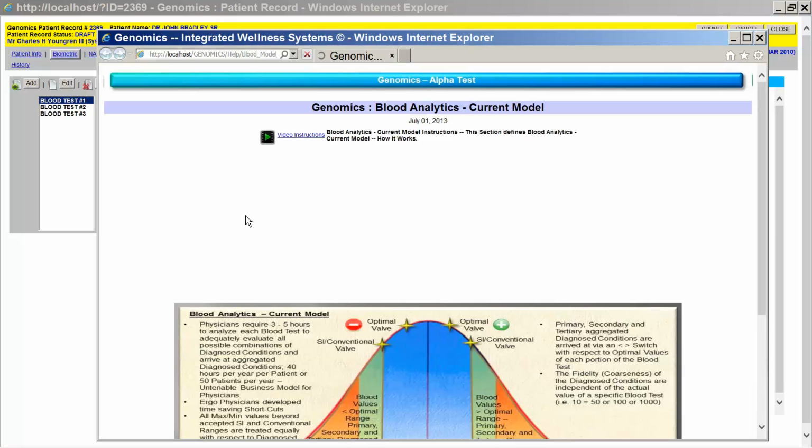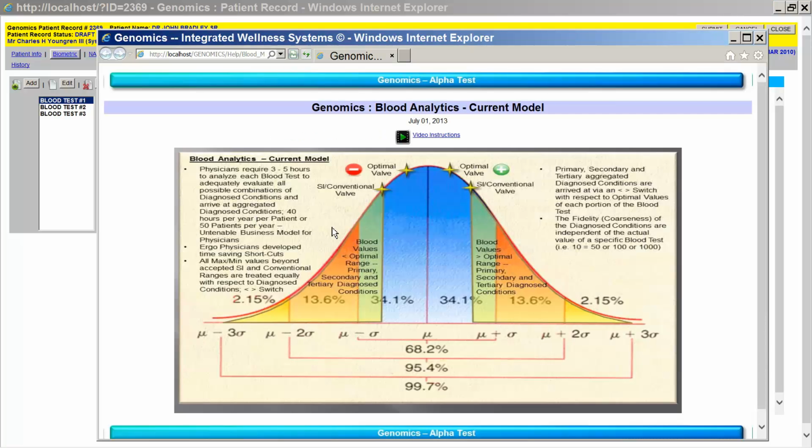We all know that the current model for analyzing blood within the medical community, by all medical practitioners, is a fairly intensive and extensive process. If a physician or medical practitioner were to adequately evaluate all the possible combinations of diagnosed conditions and arrive at a diagnosed condition for a particular patient based on a point-in-time blood test.